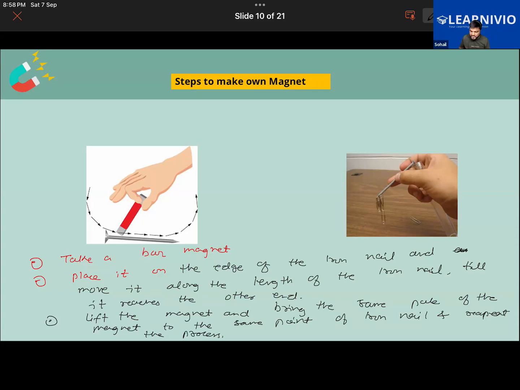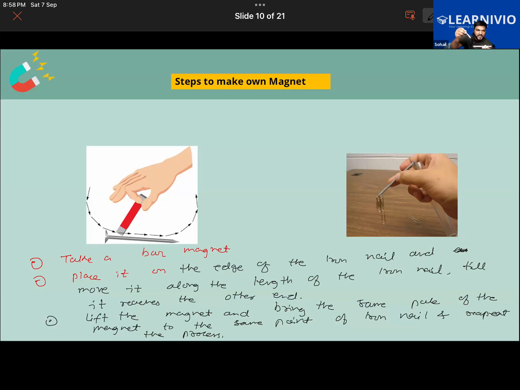The important thing to be considered here is that you don't have to change the poles of the magnet. Both of you pay attention to what I'm showing here. Let's say you had taken this pole of the magnet, so you have to take this pole only. You can't reverse it like this. You bring it to the corner of the iron nail, move it along the length of the nail, then lift the magnet, and again bring the same pole to this corner and slide it again.